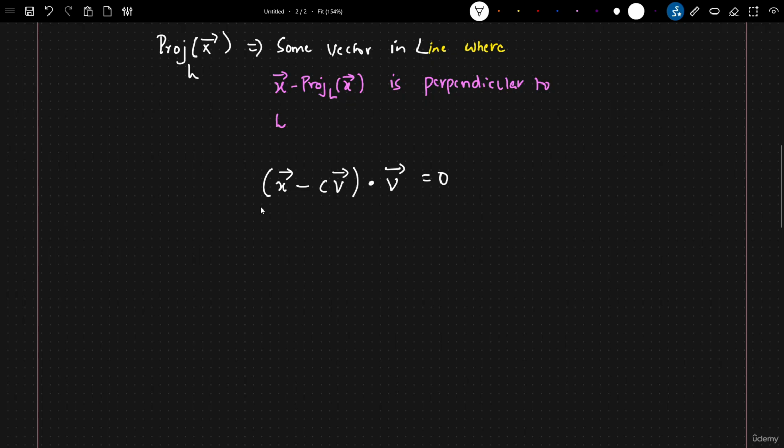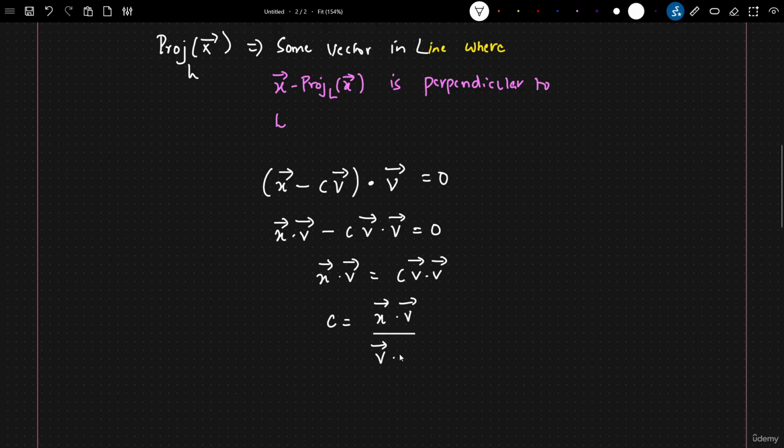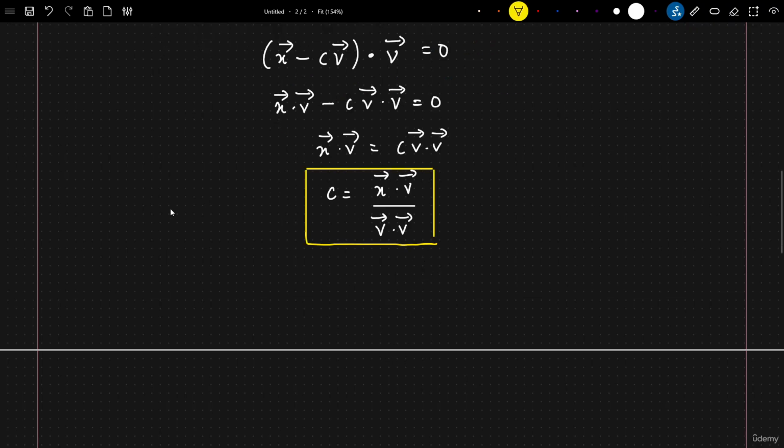Now I will take this one step ahead. I will write X bar dot V bar, so X vector dot V vector minus C times V vector dot V vector. Since this side is 0, I will take this entire value to the other side. X dot V is equal to C times the dot product of V with V. And finally, if I really want to calculate C, it is nothing but X dot V divided by V dot V.